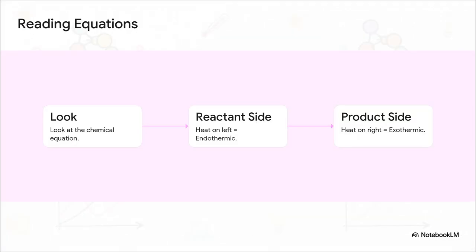And this brilliantly illustrates a super practical tip for reading chemical equations. If you're looking at a complex equation, just locate the word heat or energy. If heat is written on the left side, the reactant side, it means heat is a required starting ingredient being actively absorbed, making it endothermic. But if heat is written on the right side, the product side, it means heat was successfully produced and released, making it exothermic. Pretty simple, right?